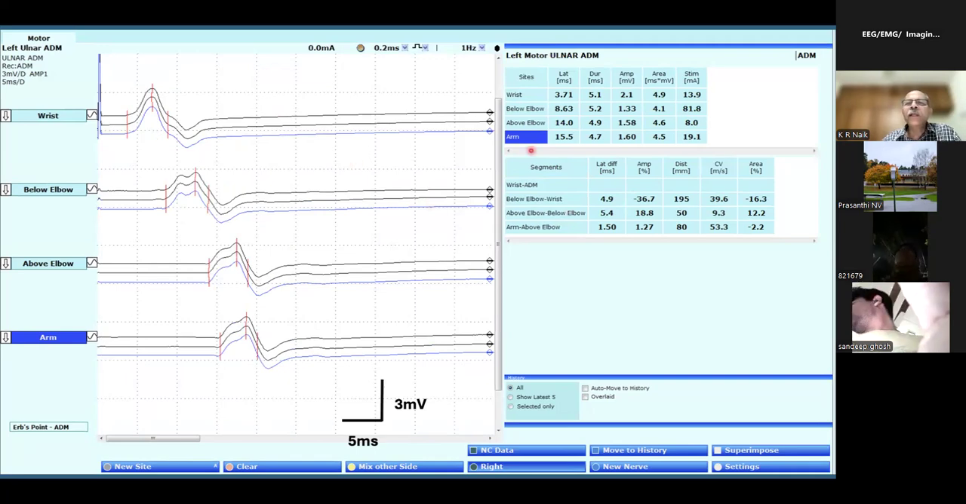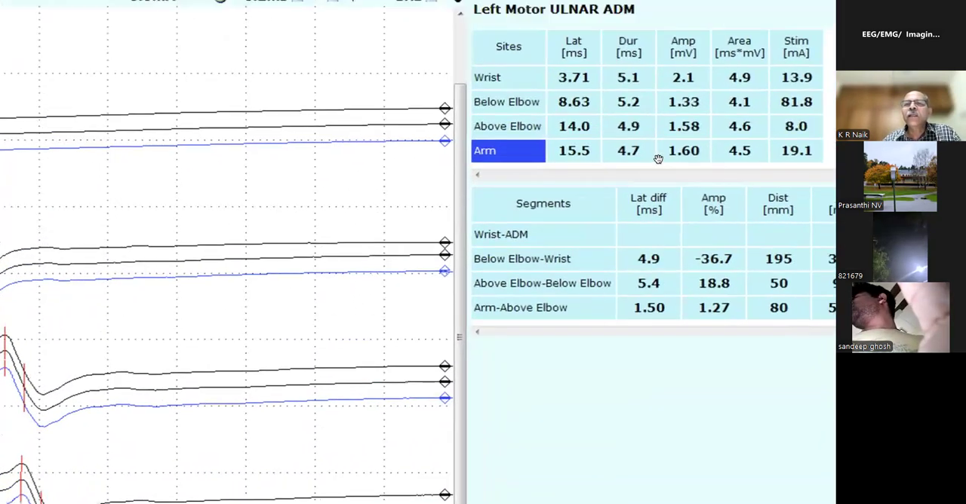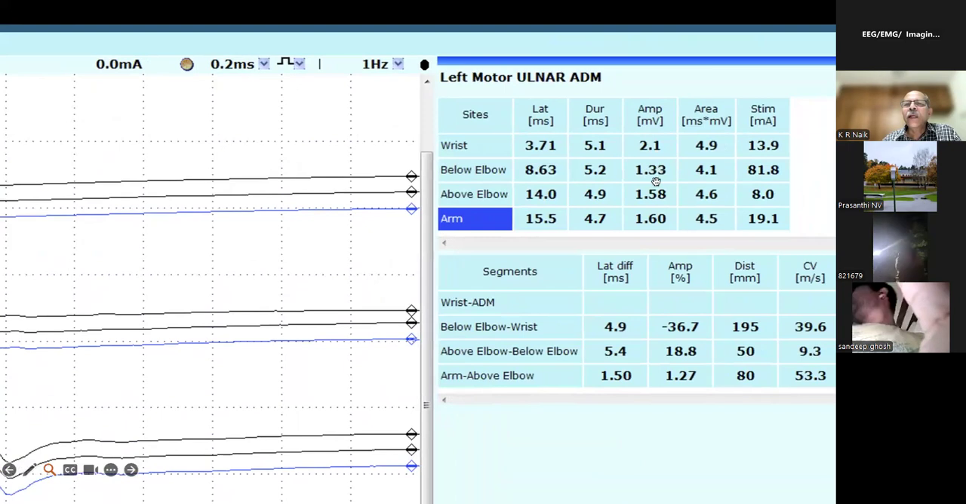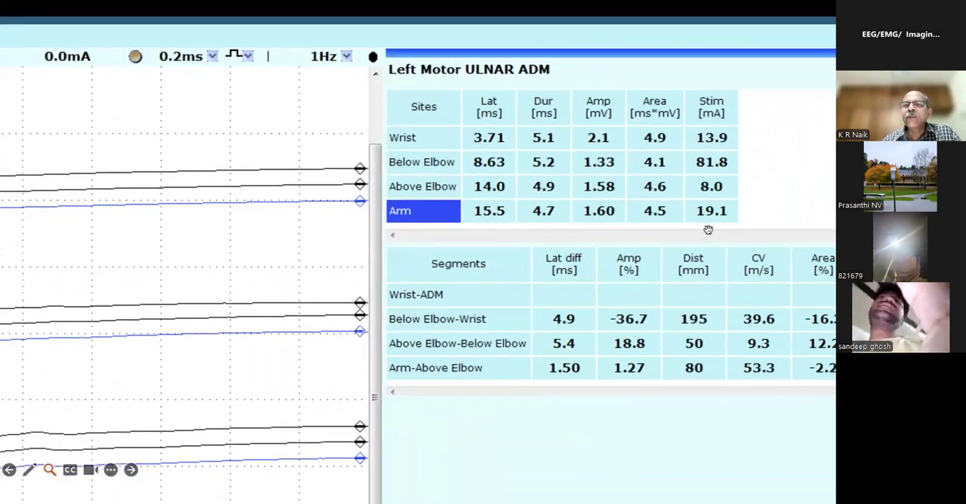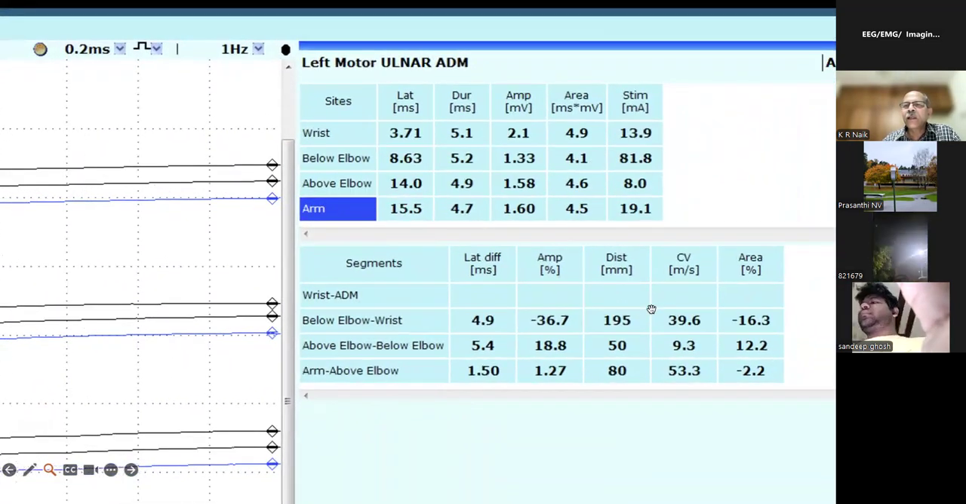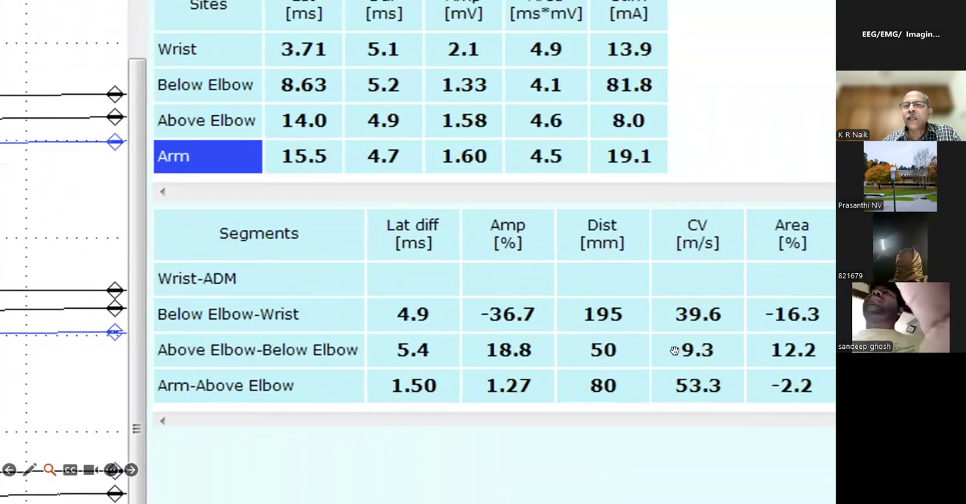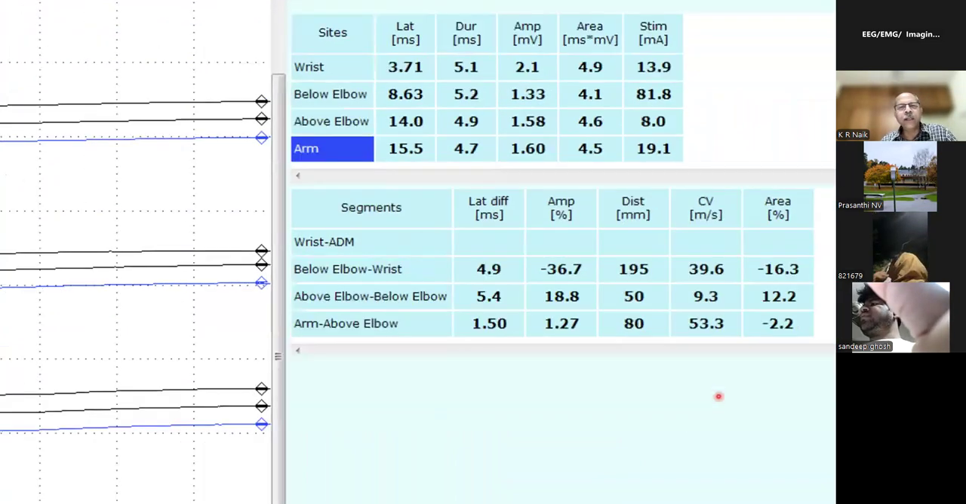Sometimes there may not be any conduction block. You can see that 2.1, 1.3, 1.58, not much of change in the amplitude, not more than 50% reduction. But what we see is that the velocity across the wrist segment is 9.3 meters per second, whereas the forearm segment is almost 40 and the arm segment is 53.